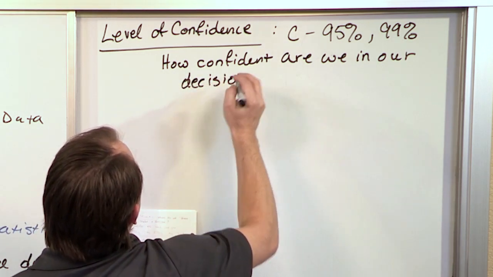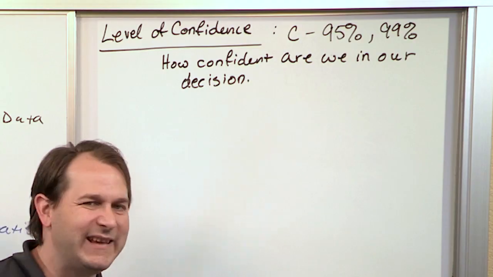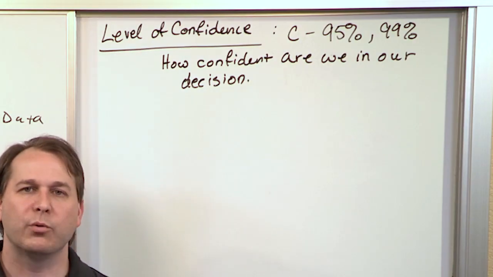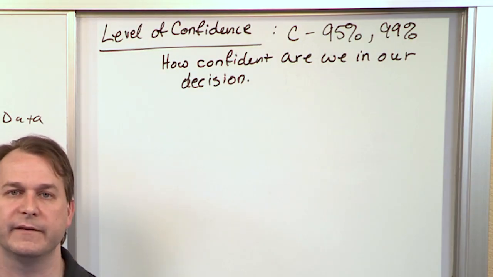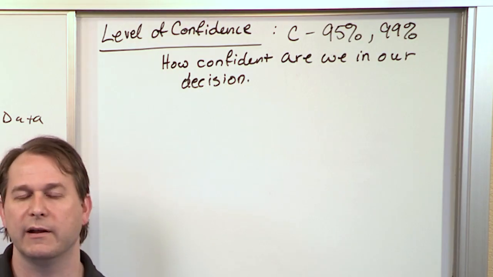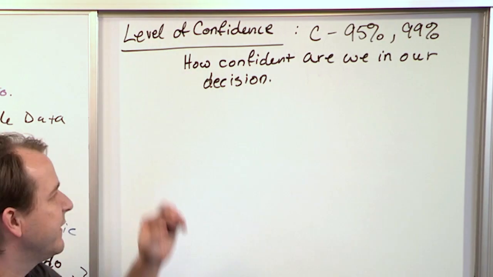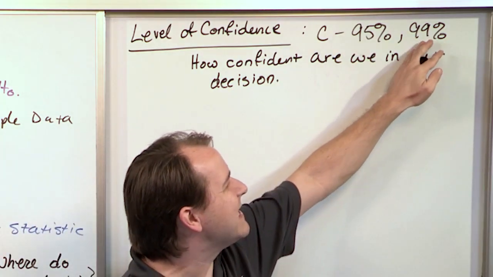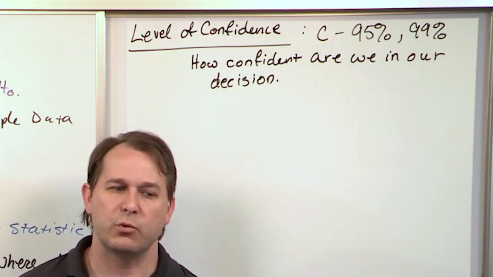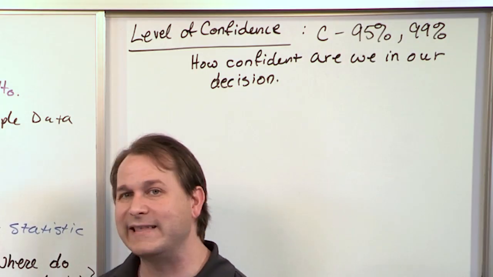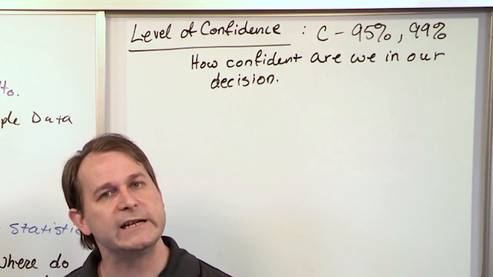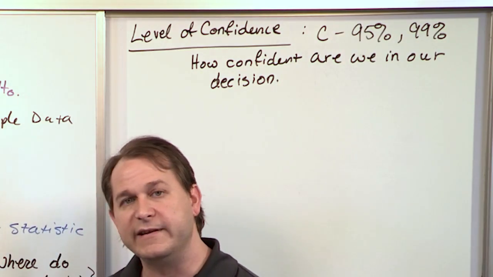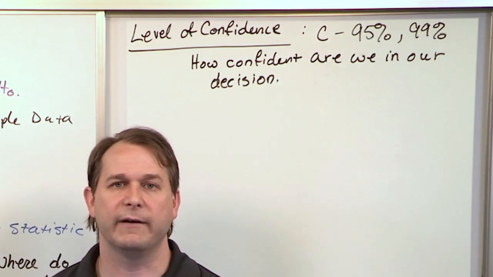In other words, don't forget we're doing a hypothesis test. We're testing something and we're deciding to reject the null hypothesis or to fail to reject the null hypothesis. The level of confidence is telling us how sure we are that we've made the right decision. If we do a hypothesis test at 99% confidence, and we decide to, let's say, reject that null hypothesis, then we're 99% sure with certainty that rejecting the null hypothesis was the correct thing to do.